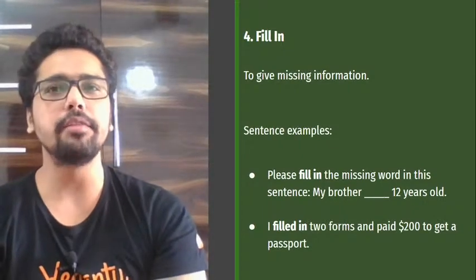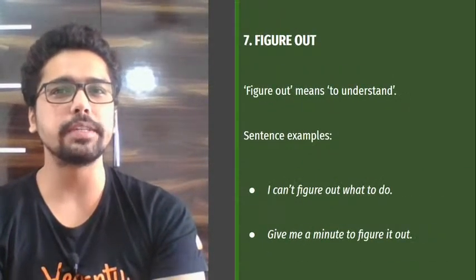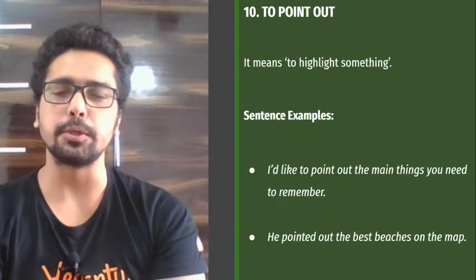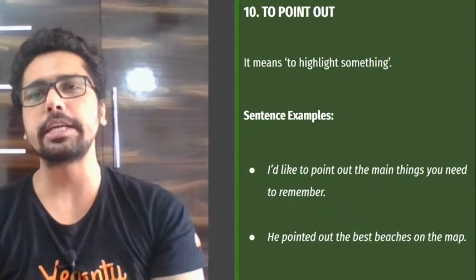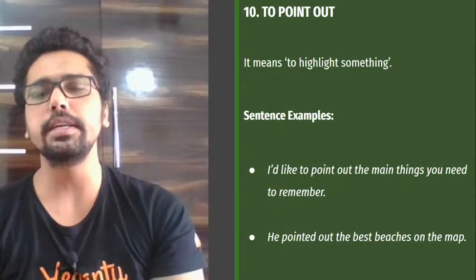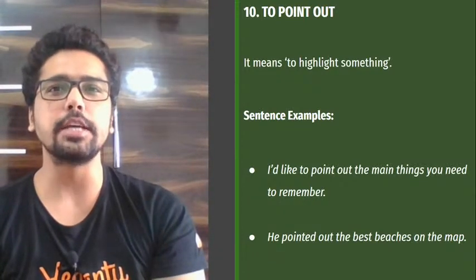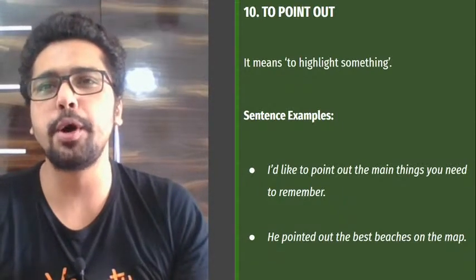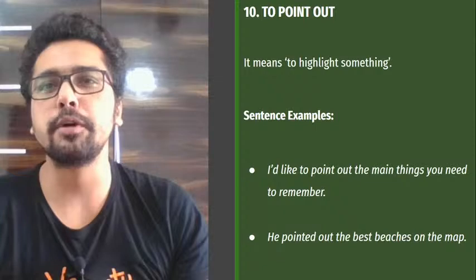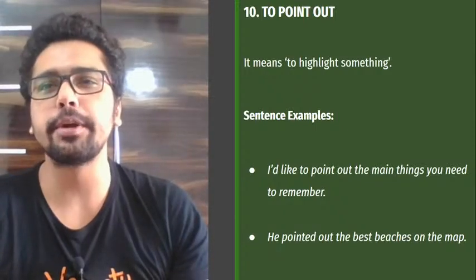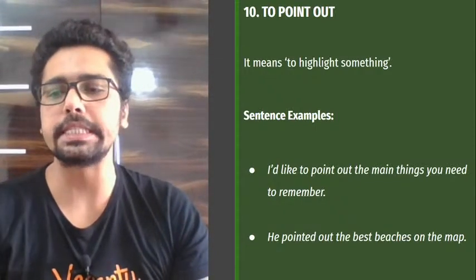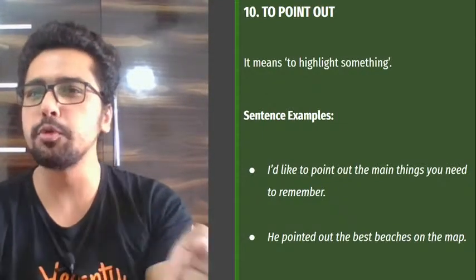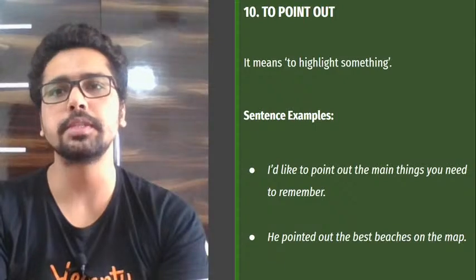Similarly, we have other phrasal verbs: give up, find out, figure out, bring up, work something out, and point out. These are the top 10 phrasal verbs, and I've explained all of these in detail in my previous session on phrasal verbs. So if you haven't watched the video on the top 10 phrasal verbs, I would advise you to check it out in detail if you want to learn about phrasal verbs. Now this video is more about a quick recap, and we have just done a quick recap of the phrasal verbs.